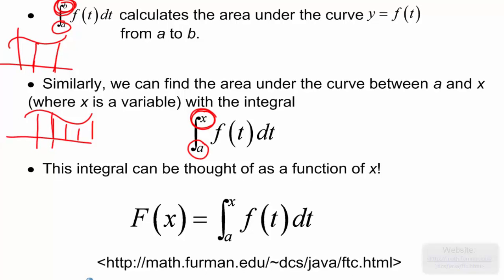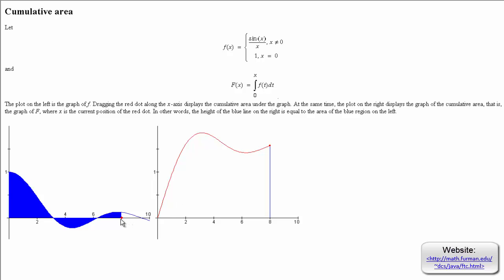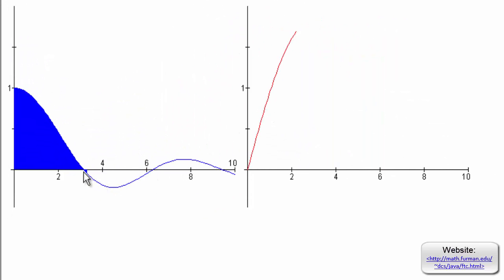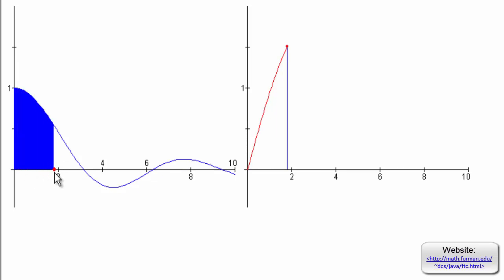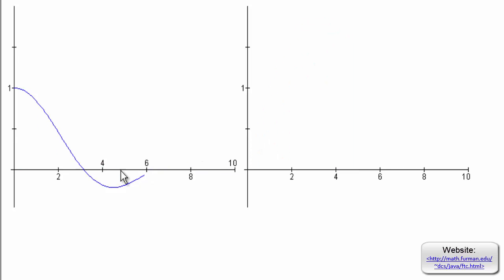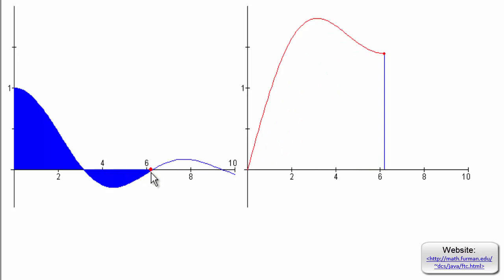So if we go back and we look at the applet, the red graph over here on the left side is the graph of the area. So let's see if that makes sense. Here, as x gets bigger, my area is getting bigger, right? And then what's going to happen when I cross this place where the original function crosses the x-axis? What's going to happen to my total area? It's going to start getting smaller because I'm taking away this area that's under the x-axis, right? And then once I get to this point, what's going to happen? It's going to start increasing again, and then it's going to start decreasing. So does that make sense?